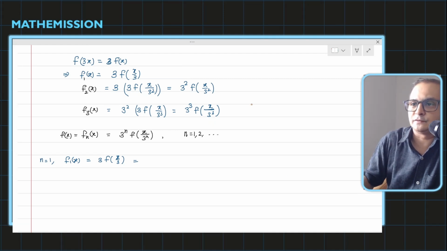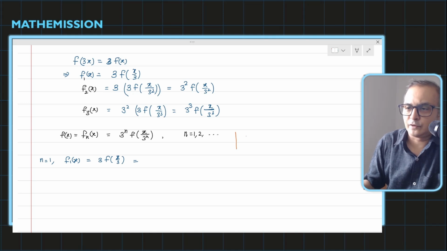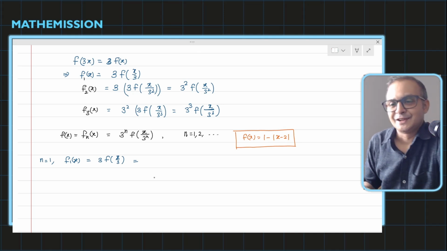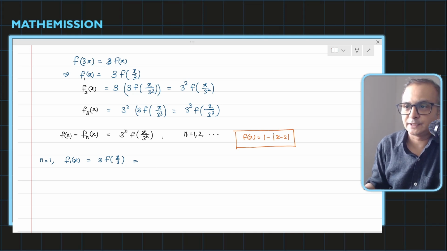Let me write it here somewhere. So I have f(x), which was 1 minus modulus of x minus 2. And this thing I have to use again and again, but with some caution actually. I have to substitute x by 3 there, but you see that this definition is only meant for whatever I am substituting here, that must lie between 1 and 3.